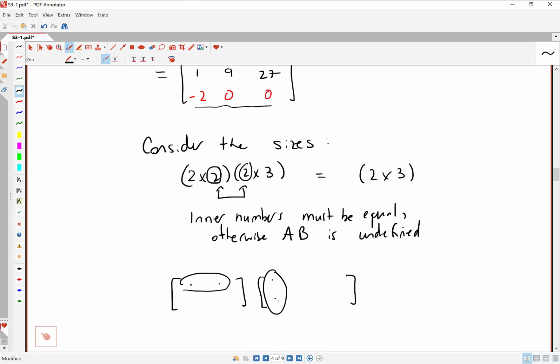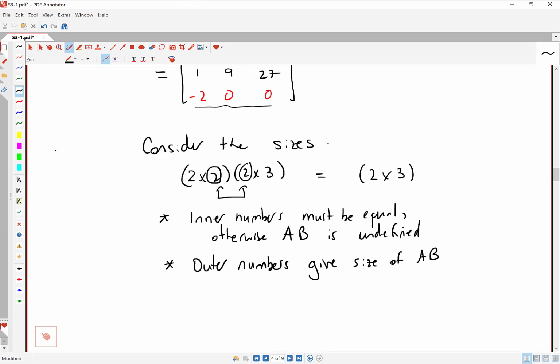See, if you had a different number of rows here than columns over here, you wouldn't be able to form that dot product. So saying that the inner numbers must be equal is just like saying you have to be able to calculate that dot product. And then if you look at the outer numbers, meaning these two numbers, those give you the size of your product. So you can actually predict in advance what the size of your product AB will be.